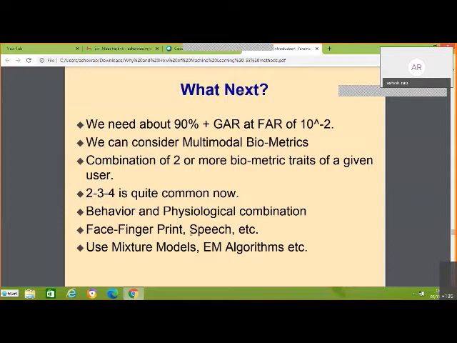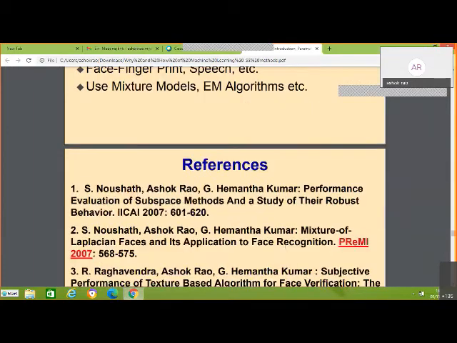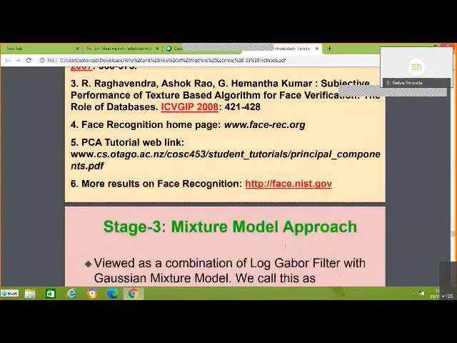Are you sure that you have done your best? Are you sure you have done your best? We'll see that. So these are some initial references.